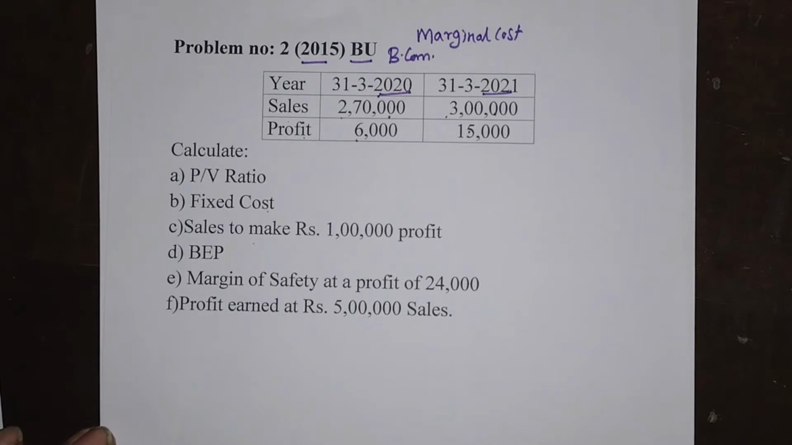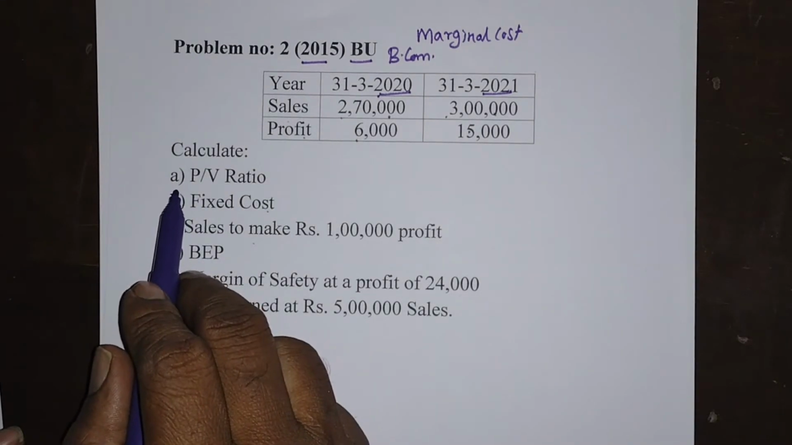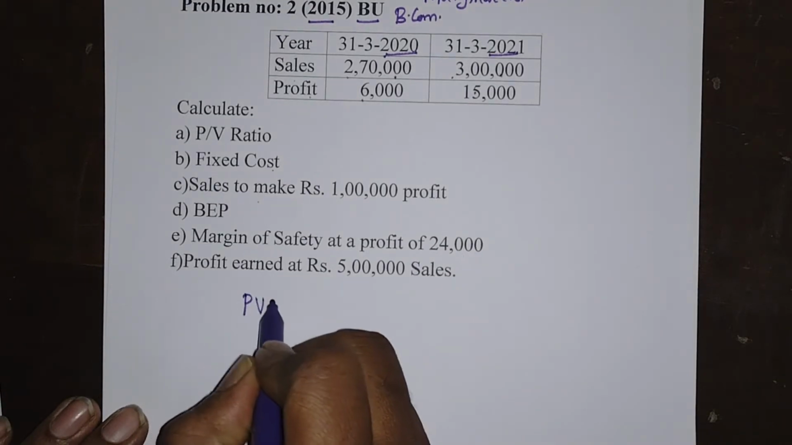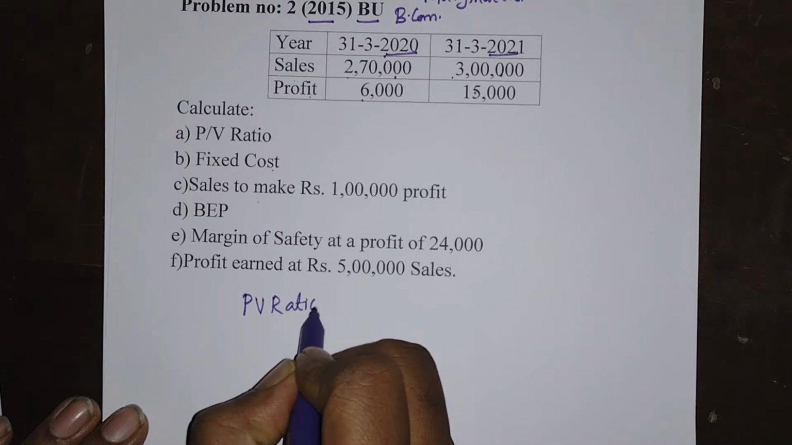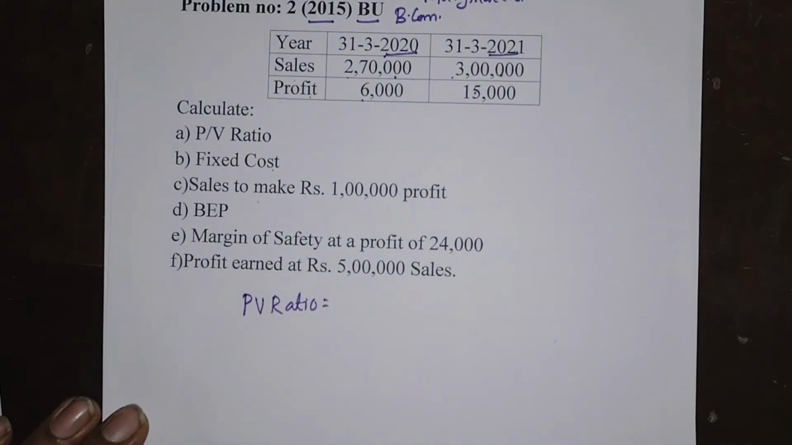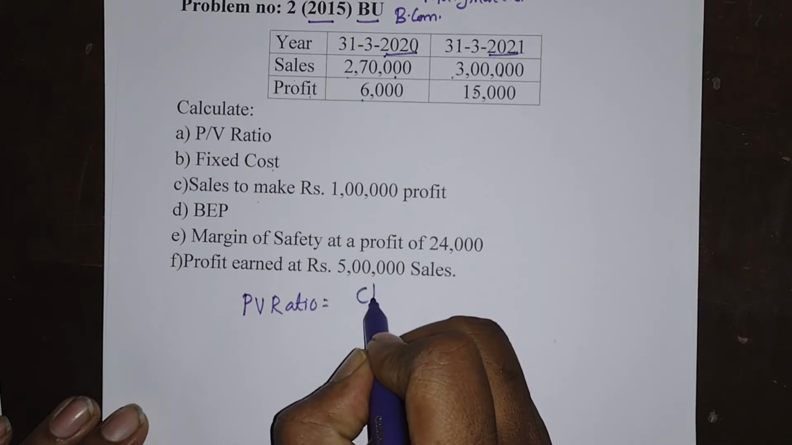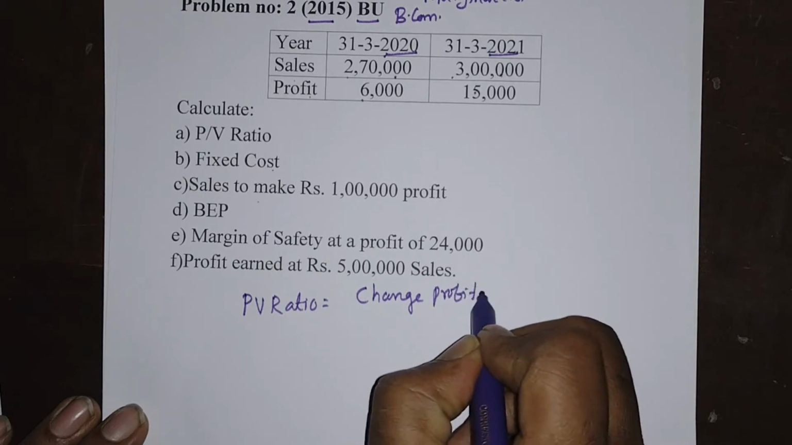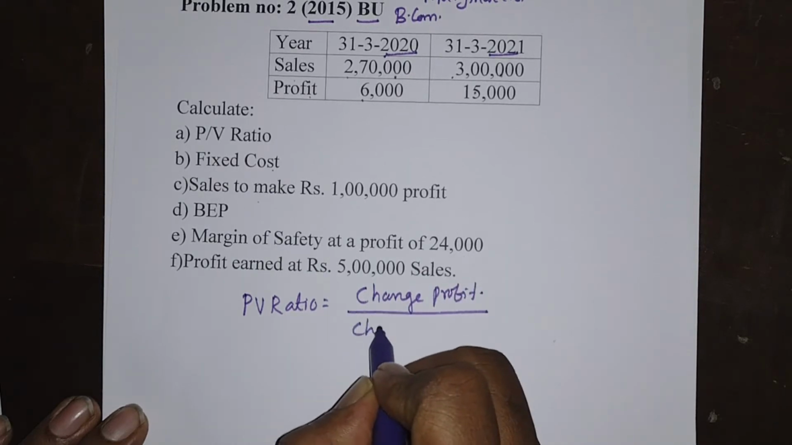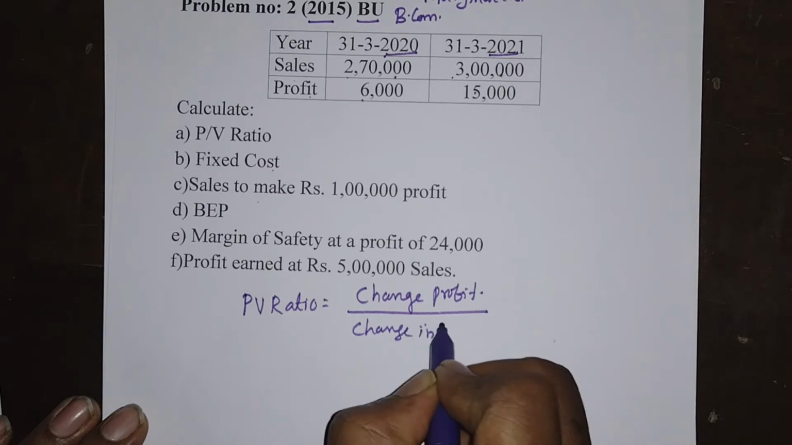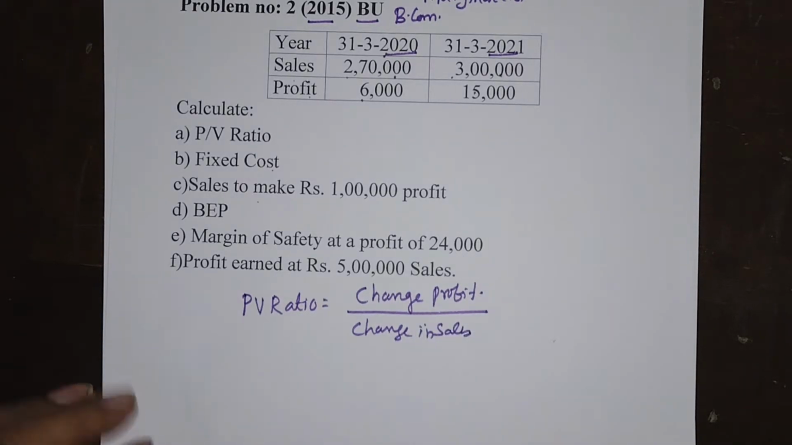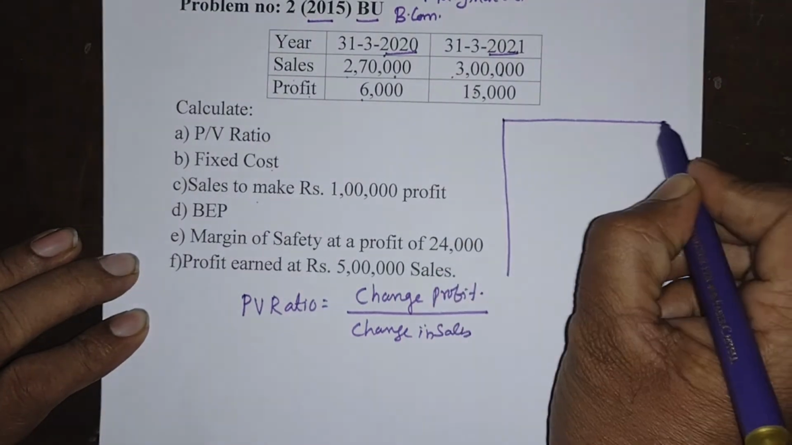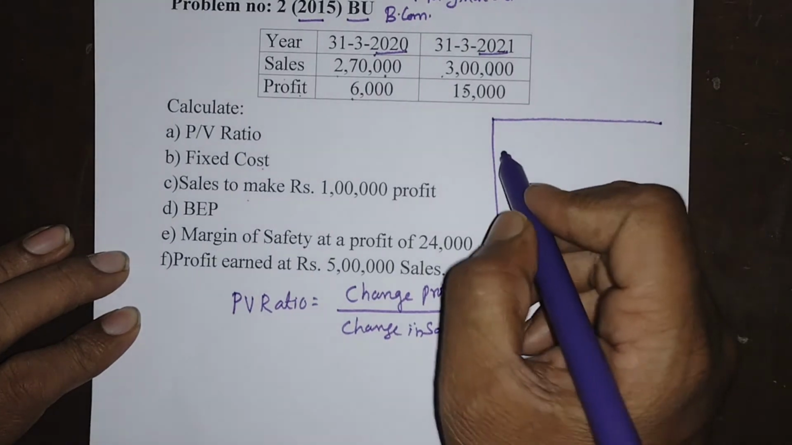Now coming to the very first one, point A, which we have to calculate here, it is PV ratio. As per this problem, it's possible to apply change in profit divided by change in sales. Before doing this problem, let me write this format once again.